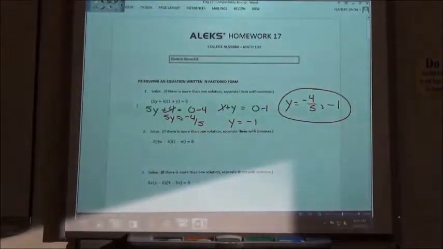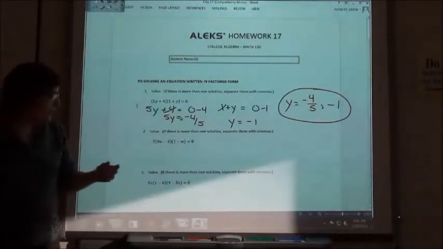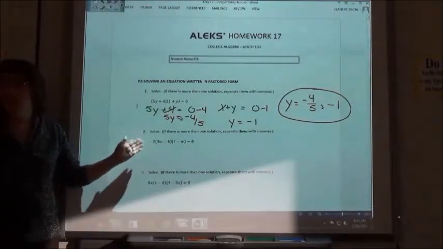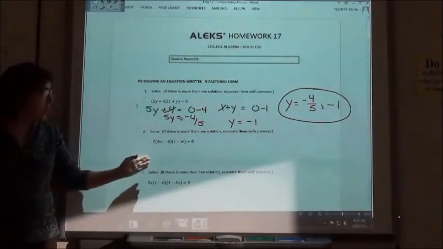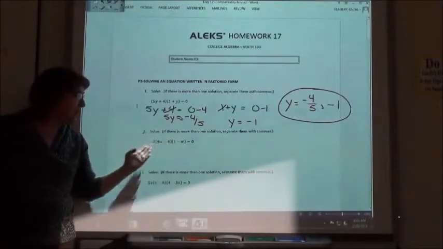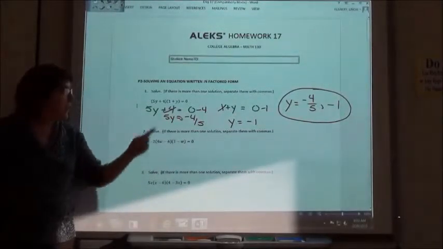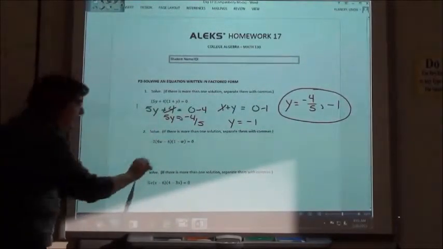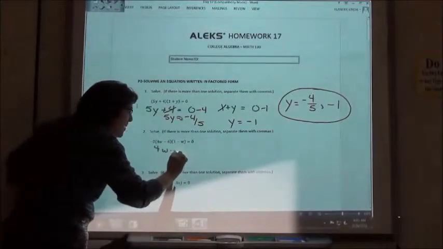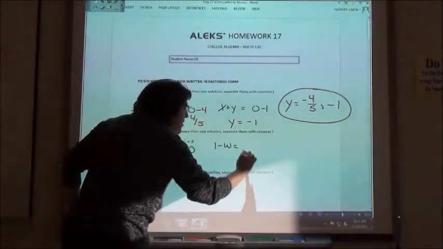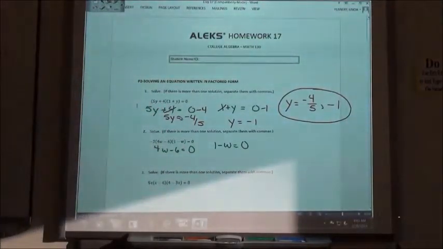So number 2 wants us to solve that expression. Now notice on this one, the negative 2 doesn't have a variable with it, so we don't have to do anything with that part. We're only going to do the ones that have variables. In this case, we have a w in this factor and a w in this factor. So we're going to write down either 4w minus 6 could equal 0 or 1 minus w could equal 0, and just write down our two problems.